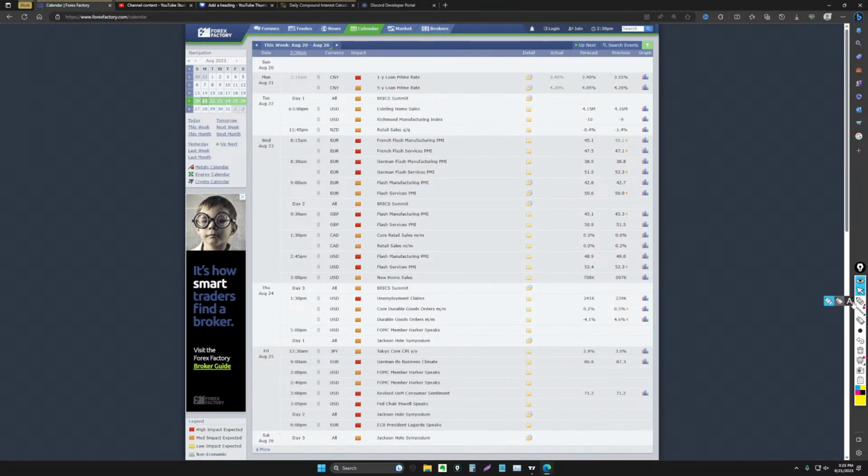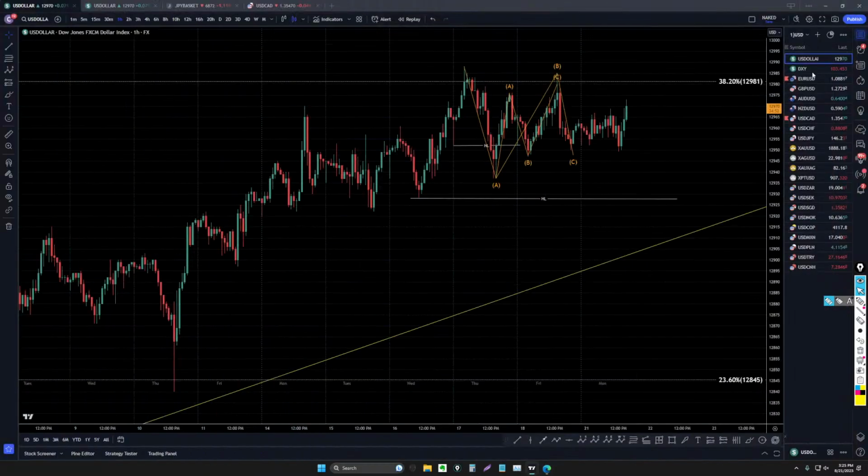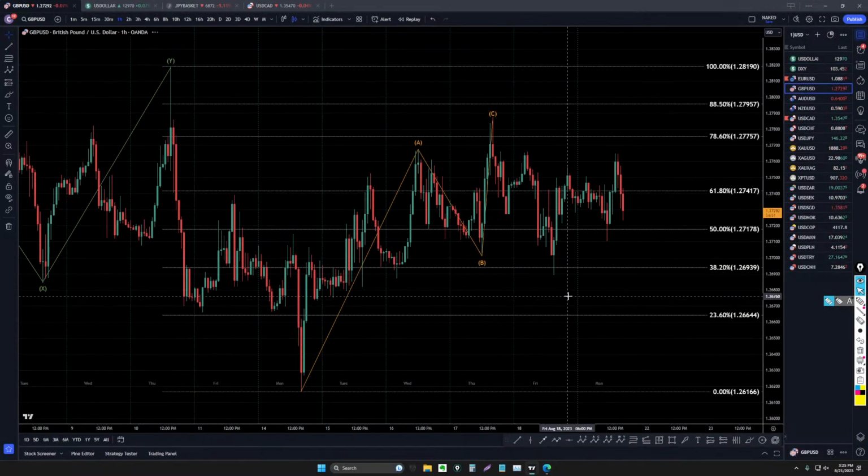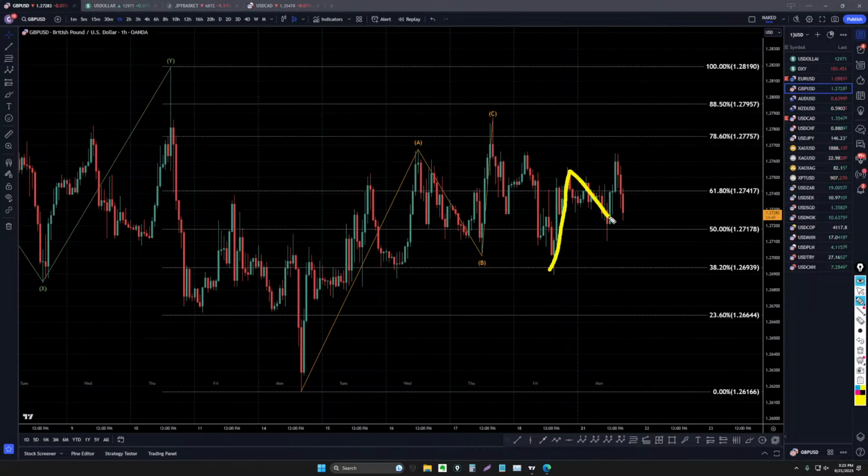We just looked at the pound dollar. Pound dollar short. 1, 2, 3 waves up. ABC. Looks to me like it's going down. Probably the best time to go short was right there, or maybe even right here. Right now, you're kind of chasing it.